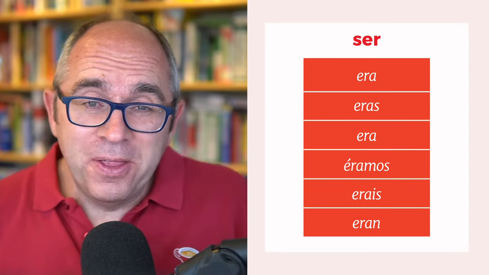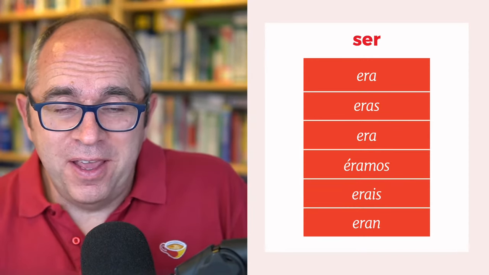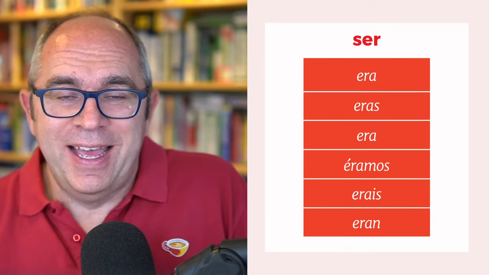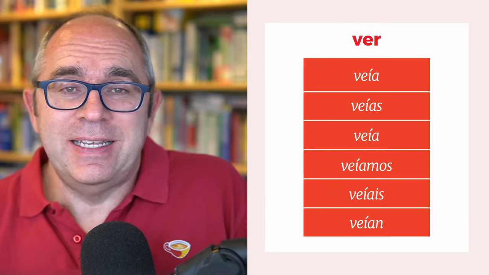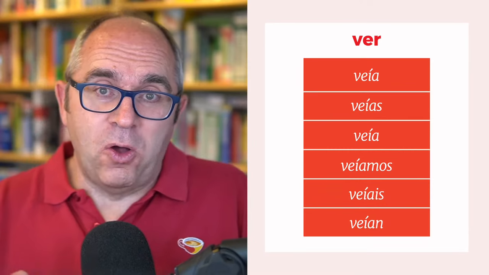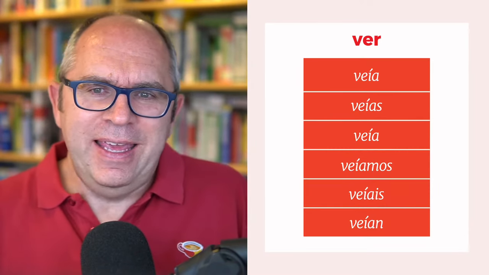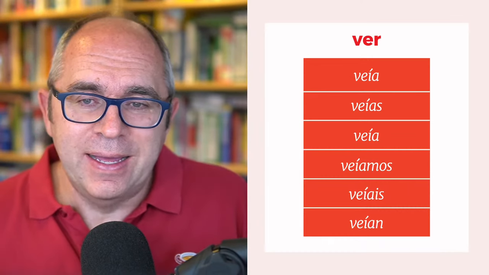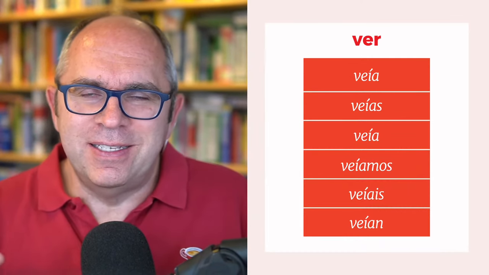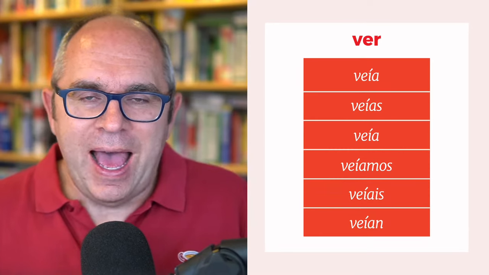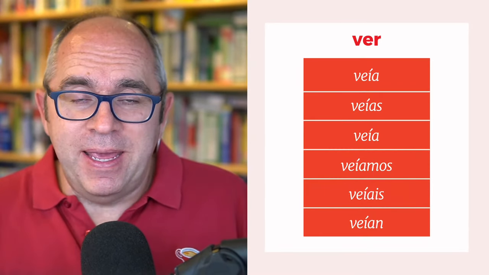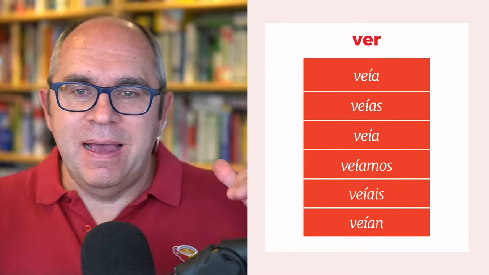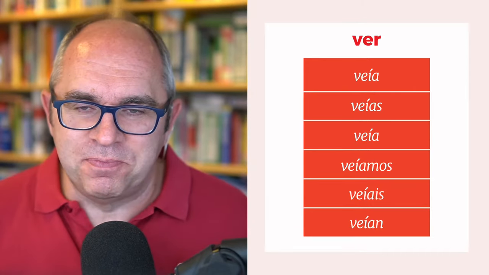And believe it or not, there's only one other irregular verb in Spanish in the imperfect tense, and that is ver. And there we've got a combination again, looking like the ia endings, but we've got an added letter e as well. Veía. Quite tricky to say. There's three separate syllables there. Veía, veía. Then veías, veía, veíamos, veíais, veían.